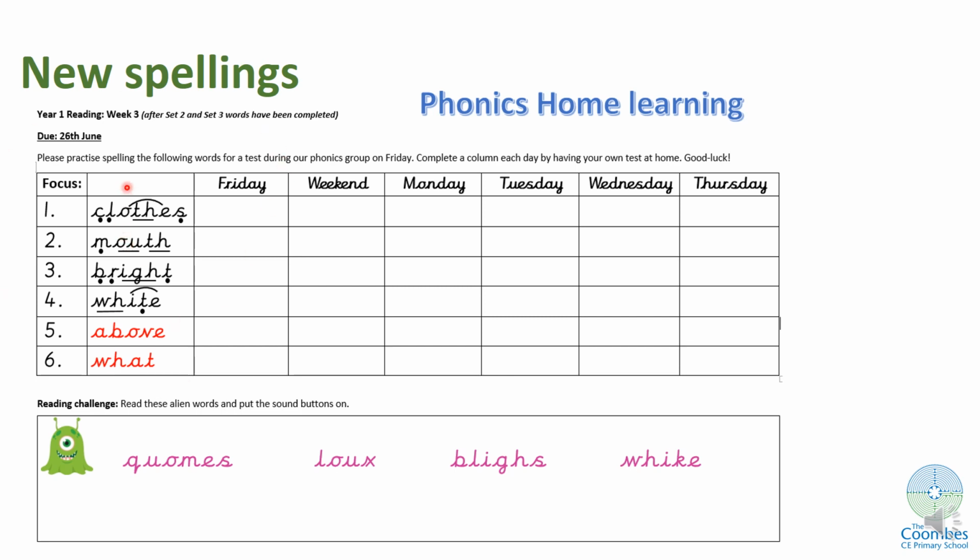And these are your spelling tests for next week, and they are due on the 26th of June. So we've got clothes, mouth, bright, white, above, and what. Then you've got your reading challenge to read the alien words and put the sound buttons on. I hope you all have a lovely weekend.